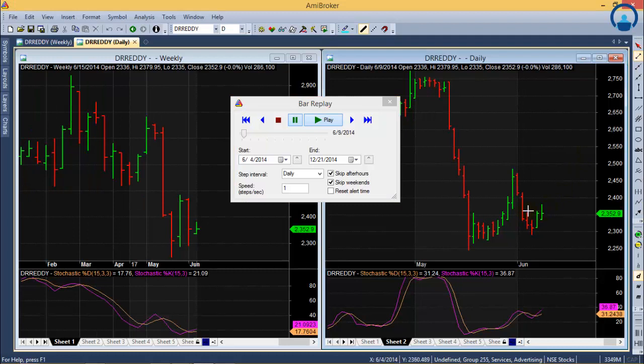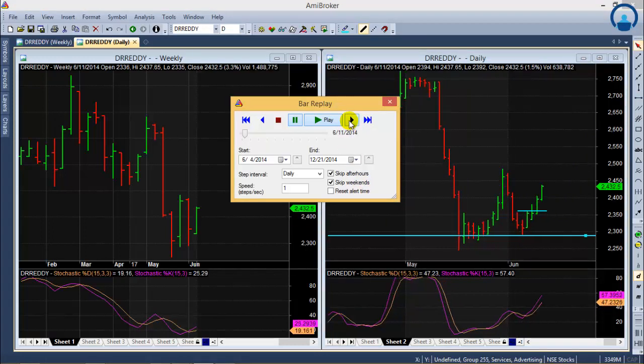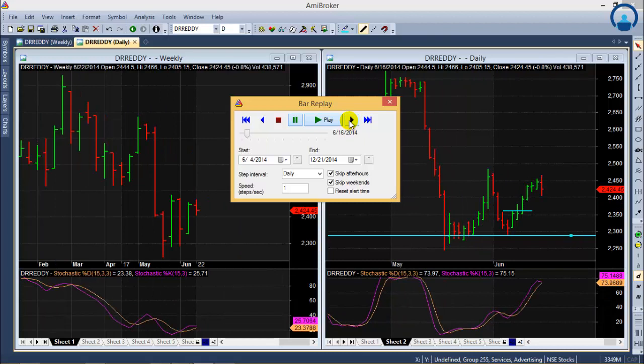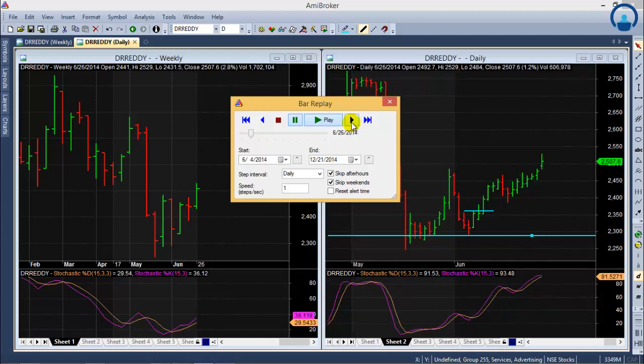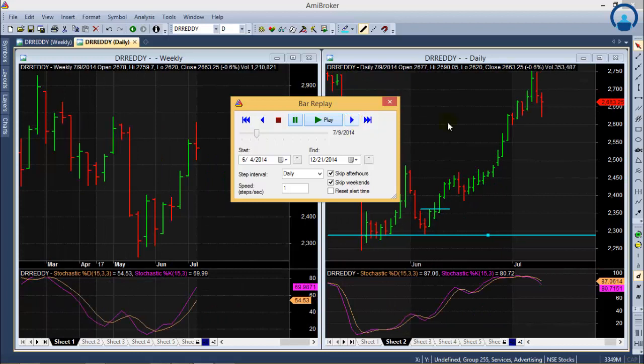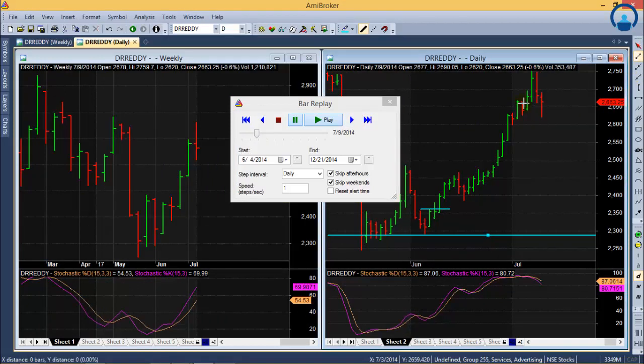We are triggered into a buy trade at this price level and stop at this level. Let's add some more bars. Stochastic on daily has reached the level of 80. Tighten our stops, and finally we are stopped out at the level of 2650.